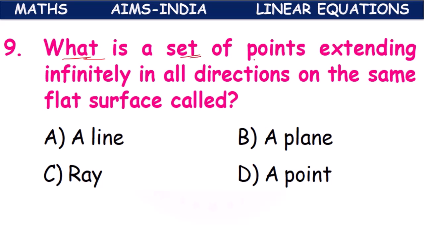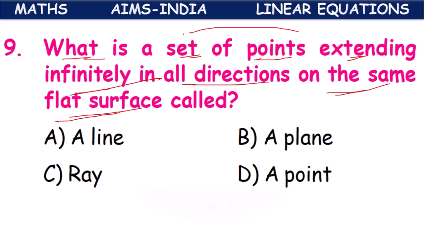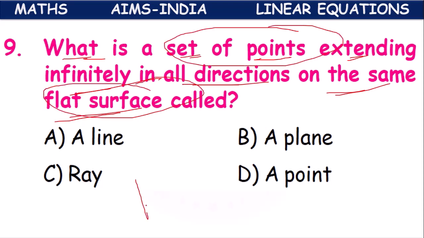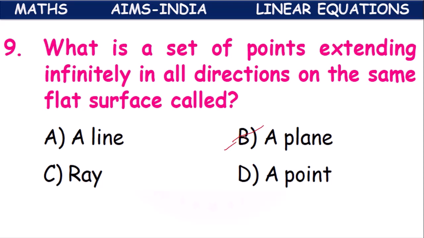So what is the set of points extending infinitely in all directions on the same flat surface? Set of all points which are lying on the same flat surface. Whatever points are there, combination of all points on a flat surface, it is called as a plane. Option B.